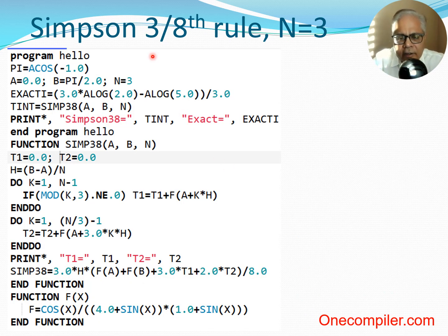I put this entire program in onecompiler.com. That's an online resource which you can utilize for checking your Fortran programs. And you can see here I have copied and pasted the main program here, and this is essentially the function simp38. Now of course what I have here are the functions which give me the function f of x, and then I also have the Simpson function here. So I'm going to run this program and then I'm going to show you the output in the next slide.